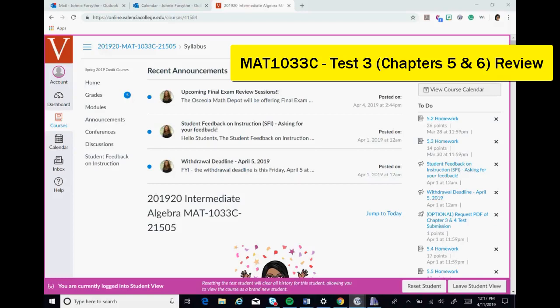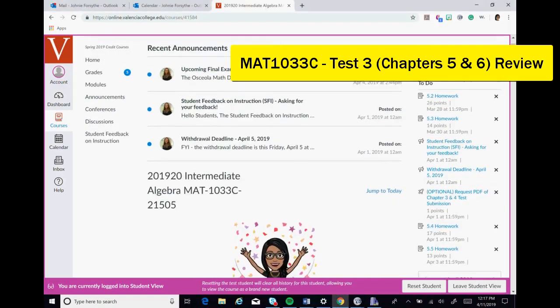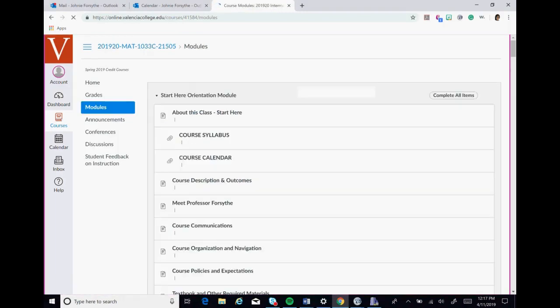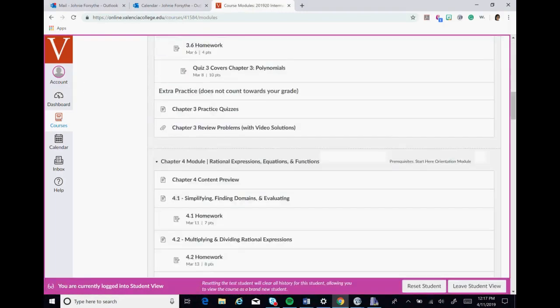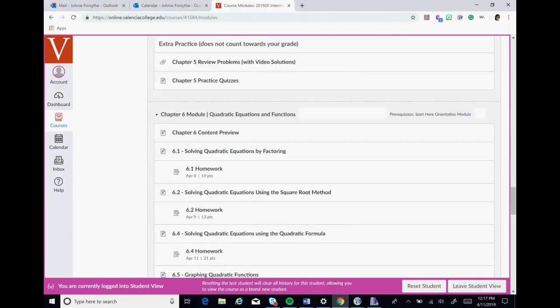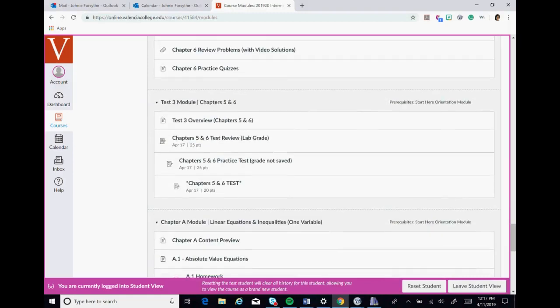Welcome to the Test 3 review session for Chapters 5 and 6 for Intermediate Algebra. And what I wanted to do was first show you how to get to your Test 3 review in the course. So I'm in the course now as a student, so remember you get to everything through modules. And so you would want to scroll all the way down to, there we go, Test 3 module, Chapters 5 and 6.